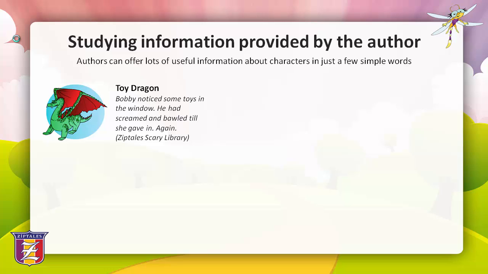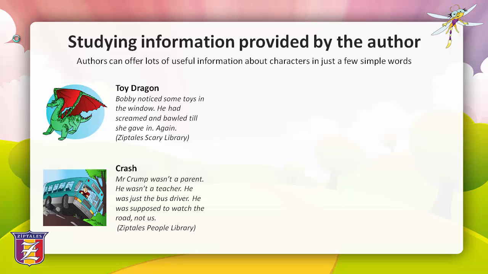Authors also provide information about the values and attitudes of a character. In the story Crash, Amanda dislikes the bus driver, Mr. Crump, because he tells the children off when they play up. "Mr. Crump wasn't a parent, he wasn't a teacher, he was just the bus driver. He was supposed to watch the road, not us." Here the author reveals Amanda's attitudes about the role of bus drivers, not to discipline children like a parent or teacher should, but simply drive the bus. Thankfully, she gains respect for the importance of a bus driver's responsibility by the end of the story.